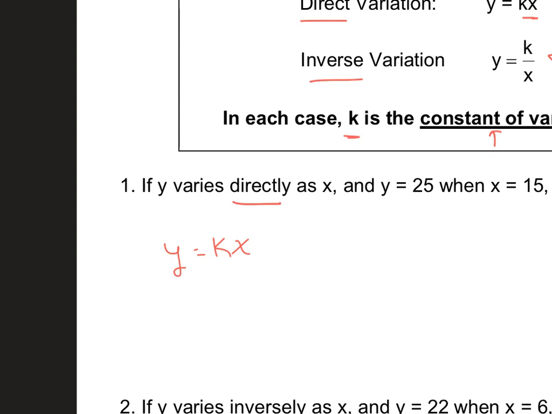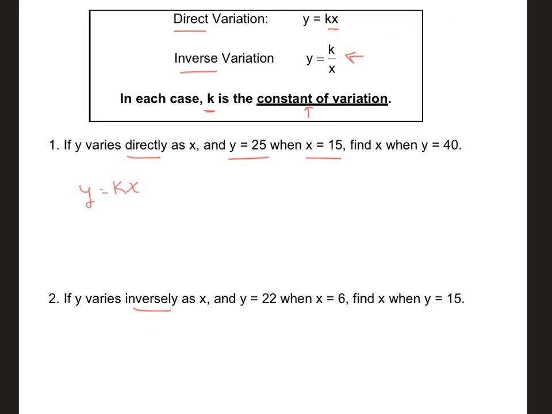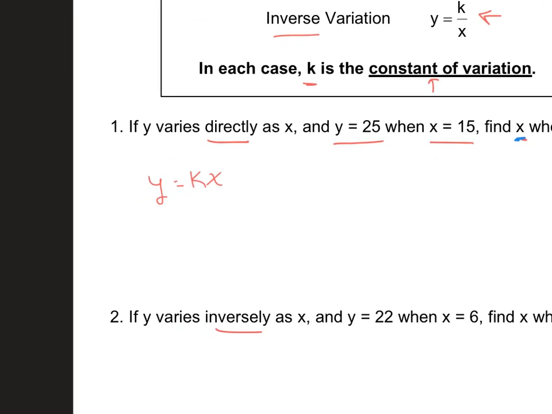Now the next thing they're going to do is give us something. They're going to say y varies directly as x and y is 25 when x is 15. Then they're going to ask us what x is when y is something. So we're going to deal with these first two numbers in red first. We're going to plug those in. Well, if y is 25, we don't know what k is, but we know x is 15. Now you could put k15 or 15k. It doesn't make a difference.